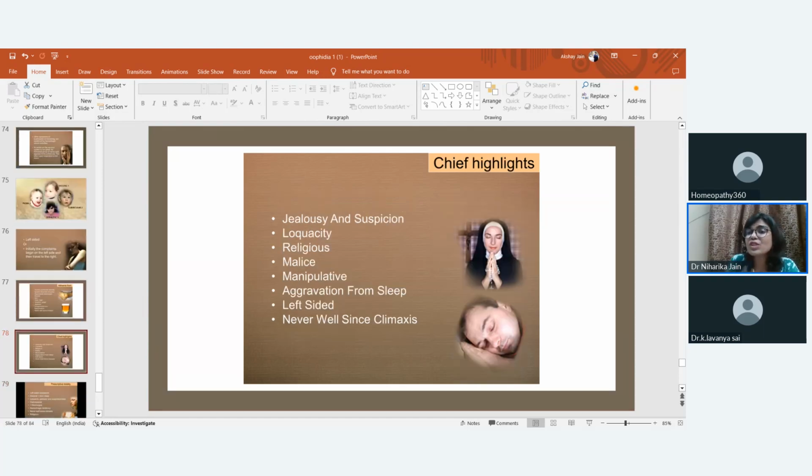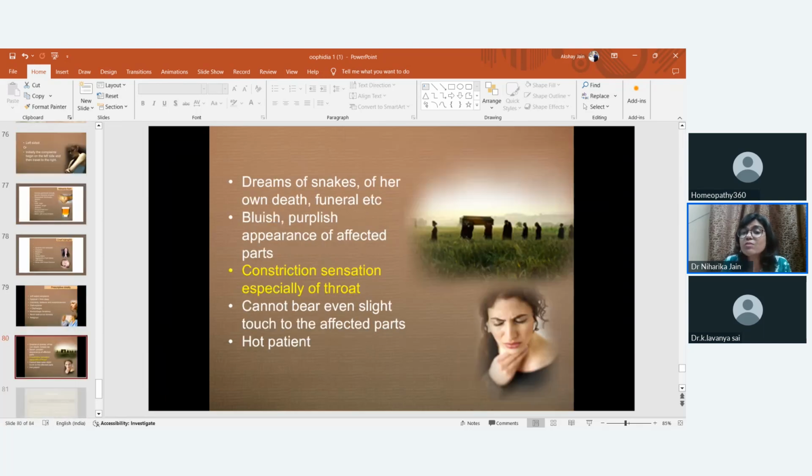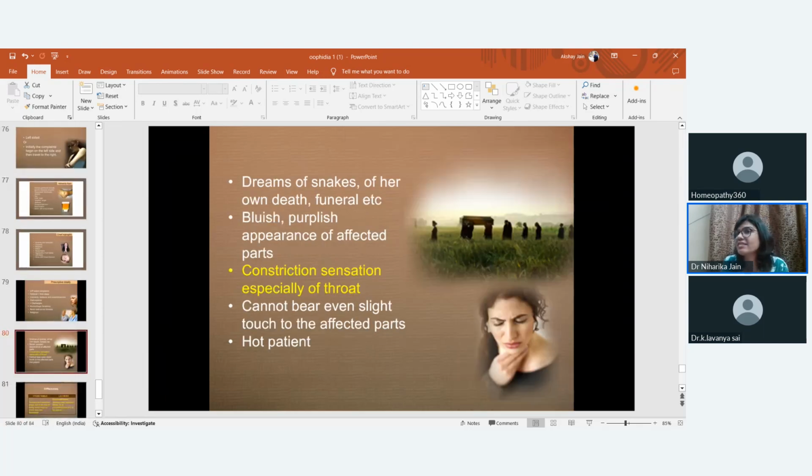Jealousy and suspicion are the chief highlights. Loquacity, religious, malicious, manipulative, aggravation after sleep, left-sided. General aggravation from sleep, clairvoyance, amelioration from discharges, religious. Dreams of snakes and of her own death.